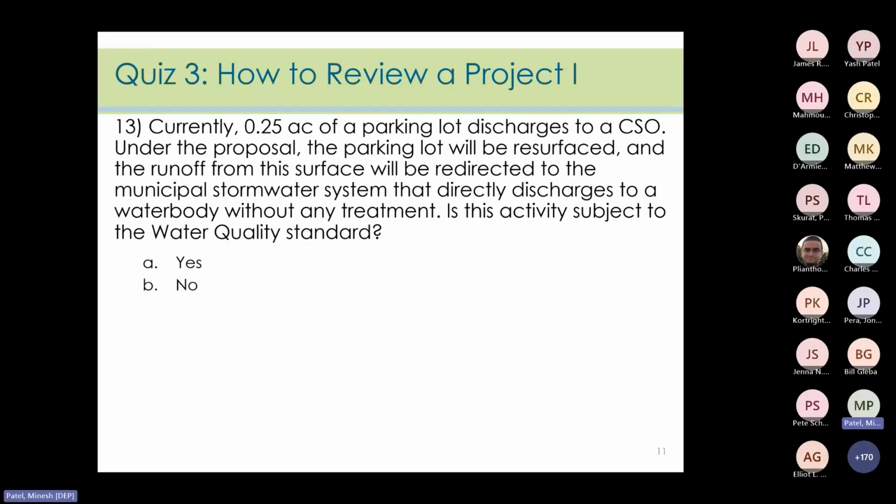Question 13. Currently, a 1/4 acre of a parking lot discharges to a CSO. Under the proposal, the parking lot will be resurfaced and the runoff from the surface will be redirected to the municipal stormwater system that directly discharges to a water body without any treatment. Is this activity subject to the water quality standard? And the answer here is yes.